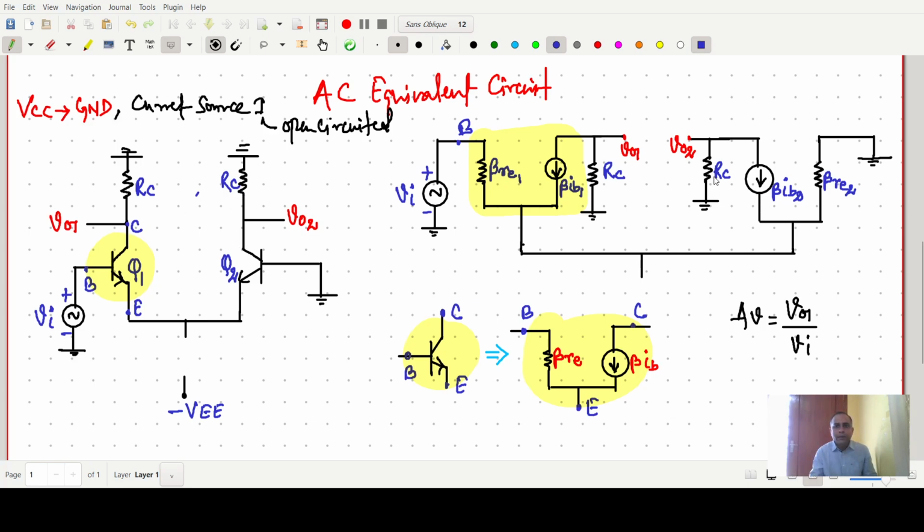Similarly for the other transistor Q2, I'm taking a different color for Q2. This one is the model. I have made the base grounded here, and beta RE2 I am writing, and beta IB2. This one is our collector side.